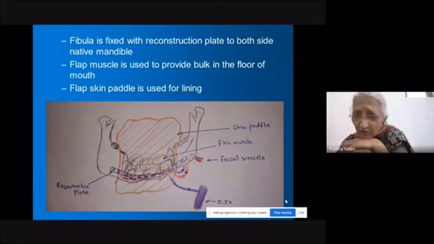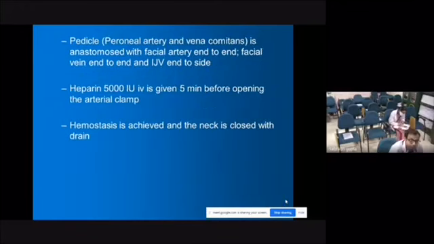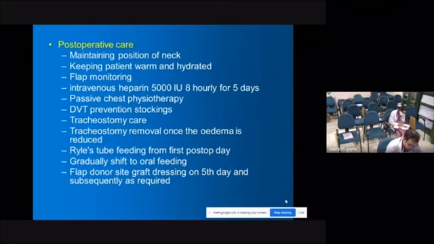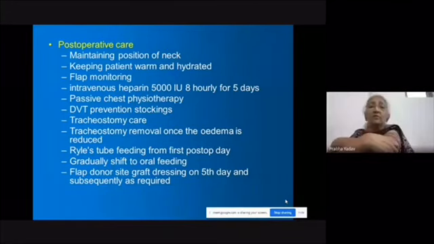After this, what is your protocol? Ma'am, after hemostasis is achieved and the neck is closed, the patient will be shifted to ICU. Then, ma'am, in the post-operative period, I will maintain the position of the neck and keep the patient warm. So you always write neutral position, slightly right or left, whichever you feel the pedicle is comfortable in. Okay, yes. So neutral position, fine. Maintain position. Warm, hydrated.